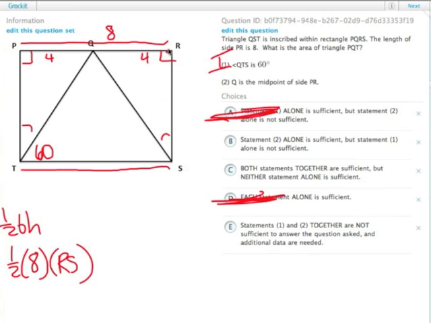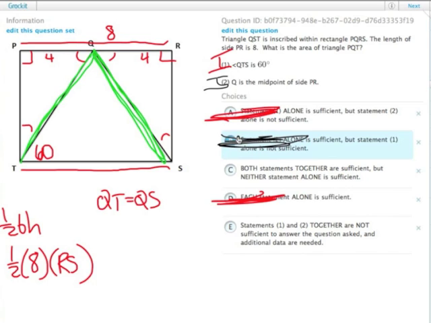And since 2 of the 3 angles are the same, that means the third angle is also the same, which then means that these sides are also the same length. So QT, we now know that QT equals QS. So the two sides of the triangle, let's get that in here, we know that these two sides are the same length. But we don't know any of the angles, so it's not enough for us to do anything with. So statement 2 also insufficient on its own.